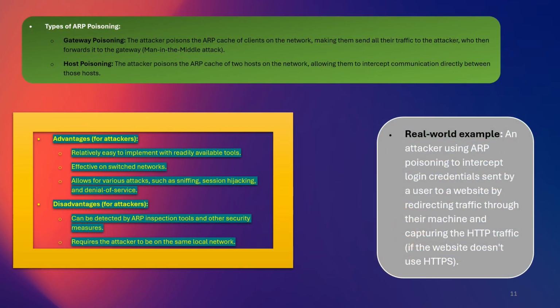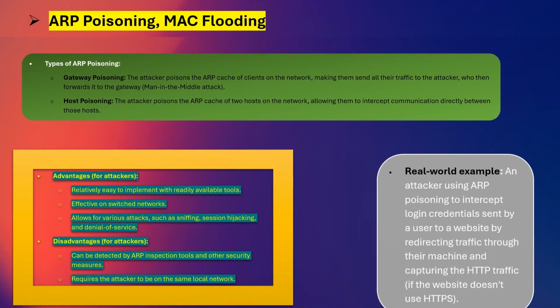MAC flooding. MAC flooding exploits a switch's memory limits. Process. 1. Attacker sends thousands of fake MAC addresses. 2. The switch's MAC table overflows, forcing it to broadcast all traffic. 3. The attacker can now passively sniff all data. Example, an attacker floods a switch to capture credentials. Mitigation. Use port security, limit MAC addresses per port, and enable intrusion detection systems, IDS.